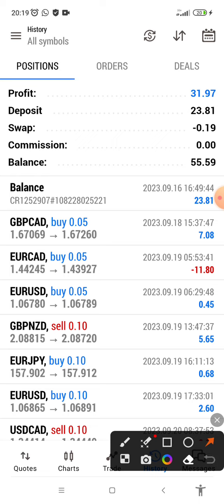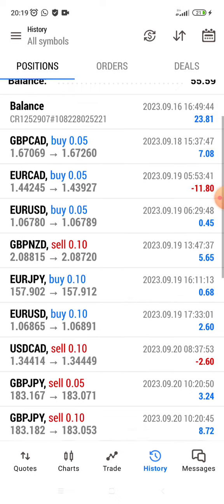Now the next trade was GBP NZD, and then I got $5.65. So if you look at the entry price and the closing price, you should be able to tell how many pips difference. So once you do that, you'll be able to see all that.